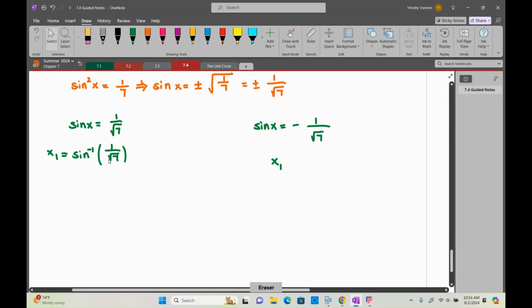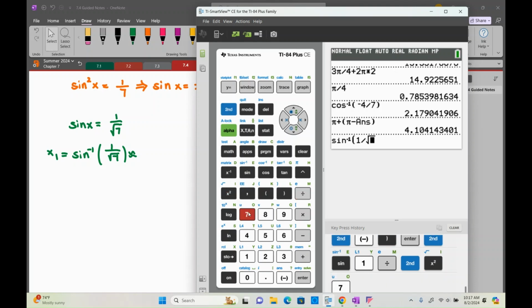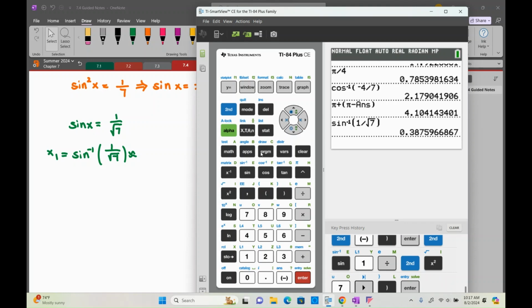I'm going to call this one actually maybe x3. Yeah. And we will round these values to 4 decimal places because that's what was asked of us. So we have sine inverse of 1 over the square root of 7. And so we're getting about 0.3876.